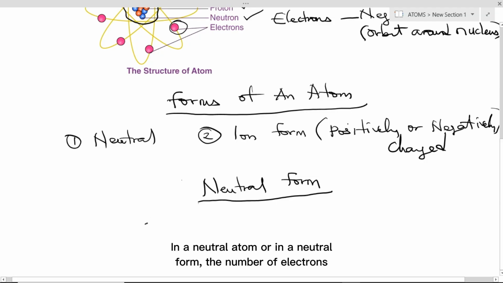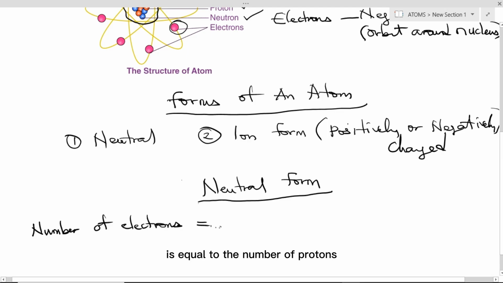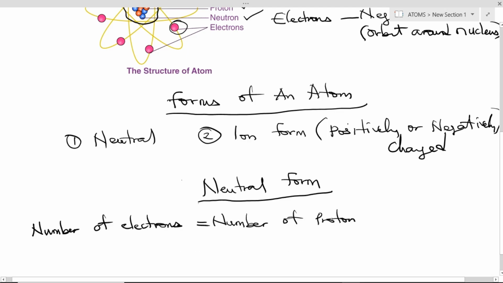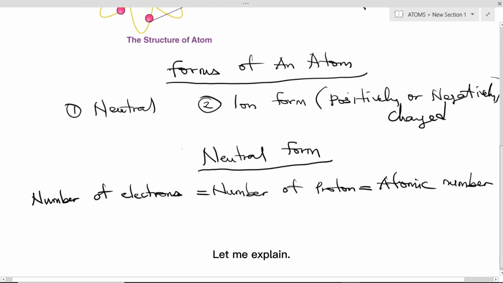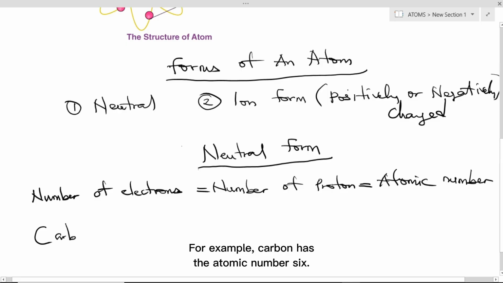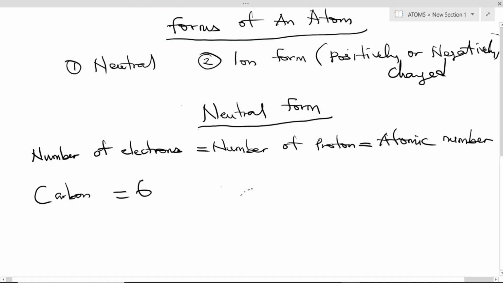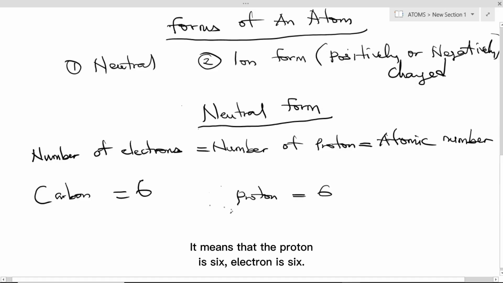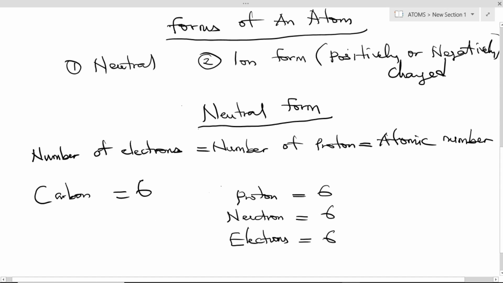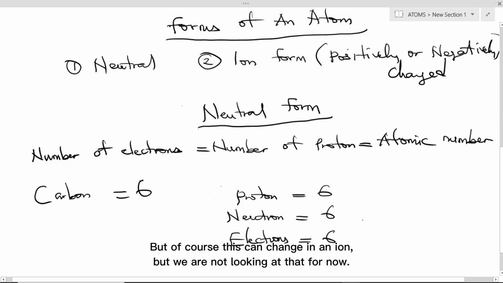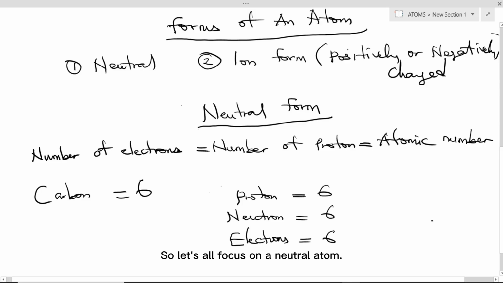So let's look at when an atom can be in a neutral form. In a neutral atom, the number of electrons is equal to the number of protons, which is equal to the atomic number. Let me explain. For example, carbon has the atomic number 6. What does it mean? It means that the proton is 6, the neutron is 6, the electron is 6. But of course, this can change in an ion, but we are not looking at that for now. So let's focus on a neutral atom.